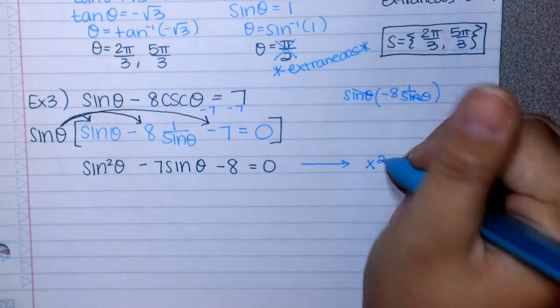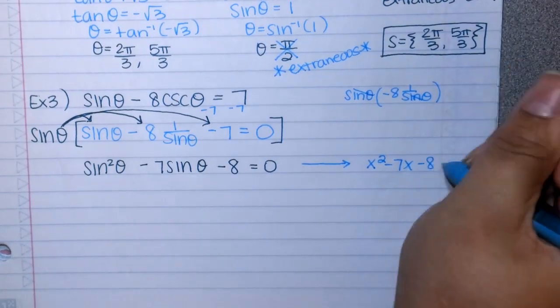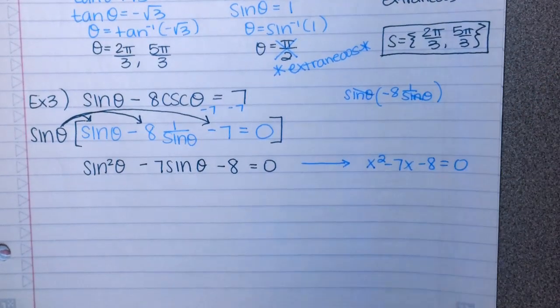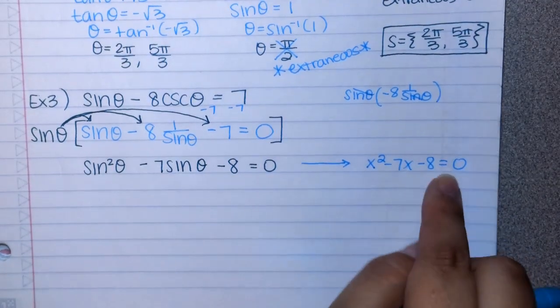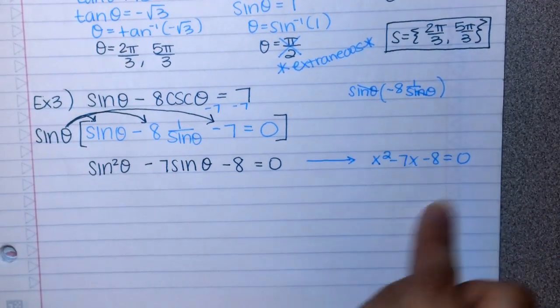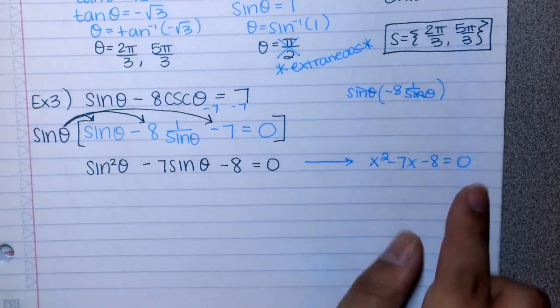X squared. Don't forget your equals 0. By the way, I'm never going to grade what's over here. I'm only grading what's equivalent. This is just a tool to help us. You do not have to do this if you get it without doing it.